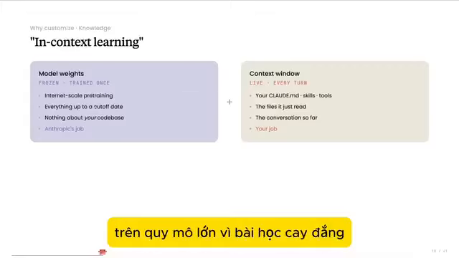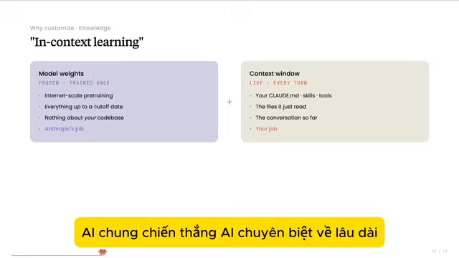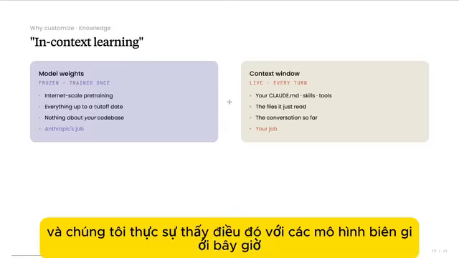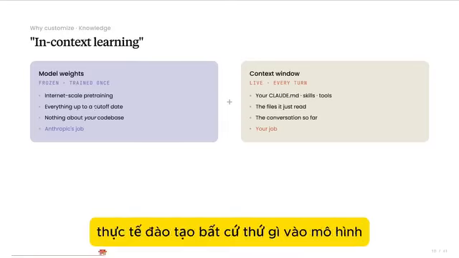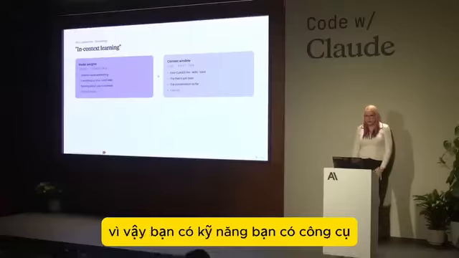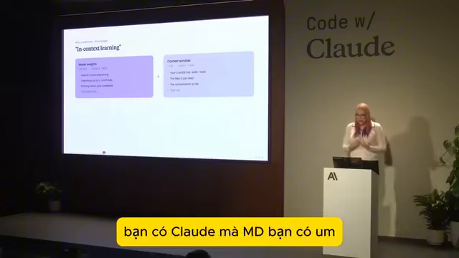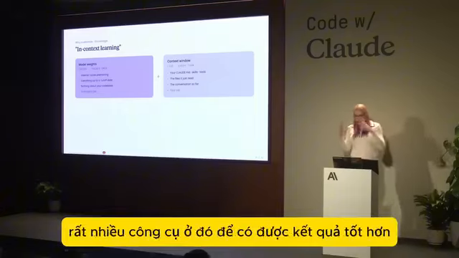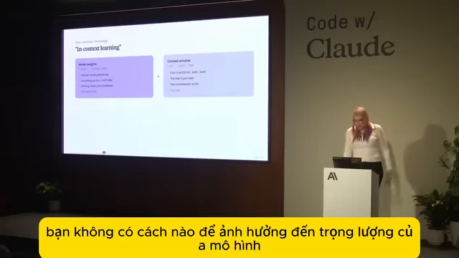At scale, because of the Bitter Lesson, if you're familiar with the Bitter Lesson, general AI wins out over specialized AI in the long run. And we're really seeing that with frontier models now. We can't realistically train anything into the model that's specific to your job or your code base, right? So you have skills, you have tools, you have Claude.md, a lot of tools there to get better results, but that's all you have. You don't have a way to affect the weights of the model.